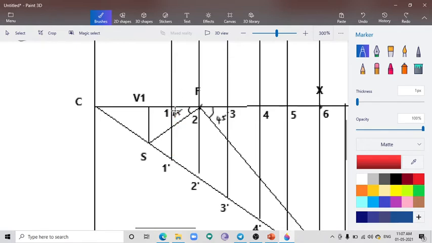So I am measuring the distance between 1 and 1 dash. Keeping the focus point as center, I am going to cut an arc, one above the reference line and another one below the reference line. Similarly, I am going to measure the distance between 2 dash, and with the same focus as center, we have to cut two arcs, one above the reference line and one below the reference line.